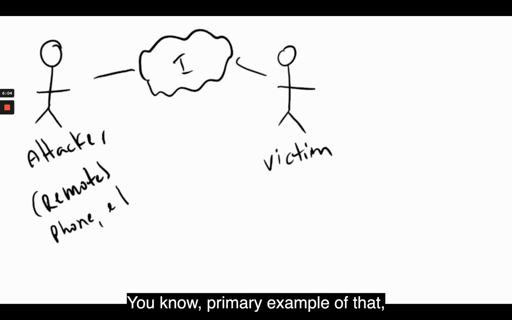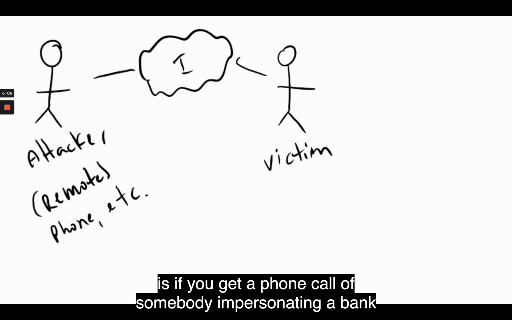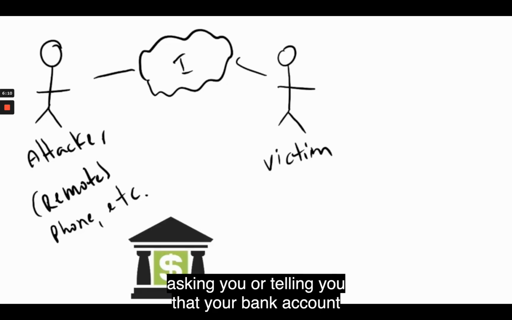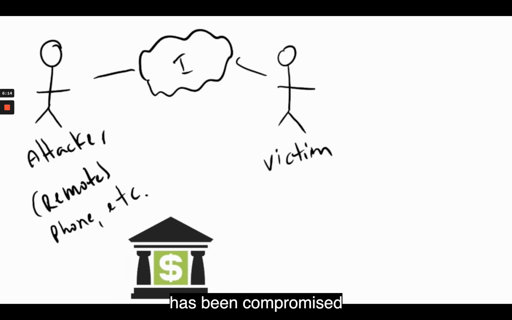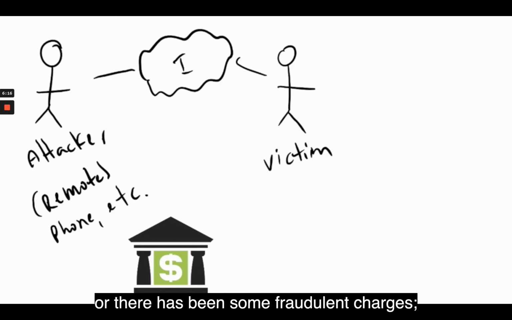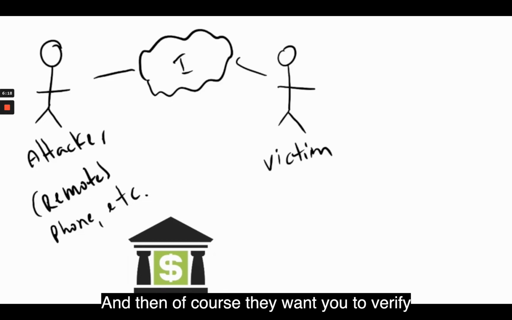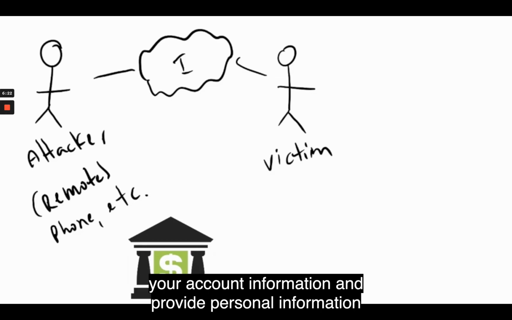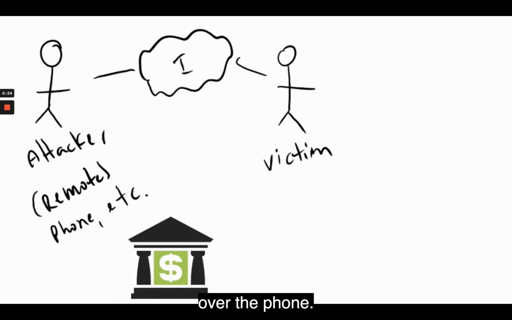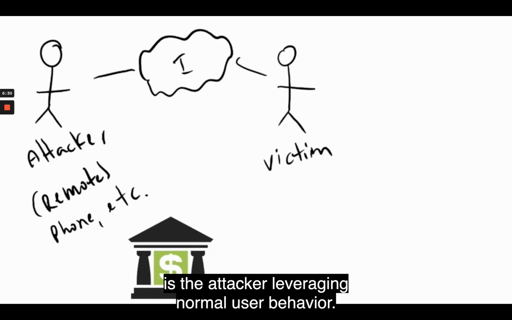A primary example of that is if you get a phone call from somebody impersonating a bank, telling you that your bank account has been compromised, or there have been some fraudulent charges, and then of course they want you to verify your account information and provide personal information over the phone. Another primary example is the attacker leveraging normal user behavior.